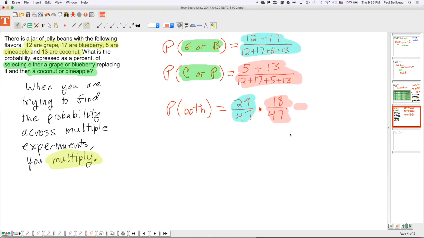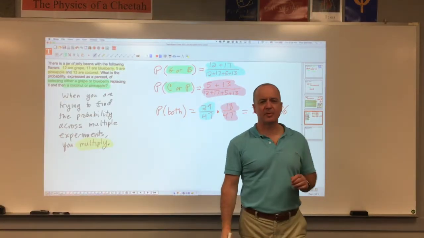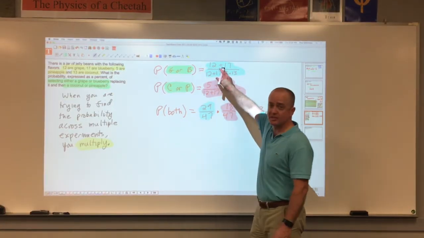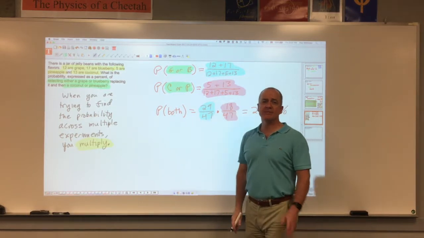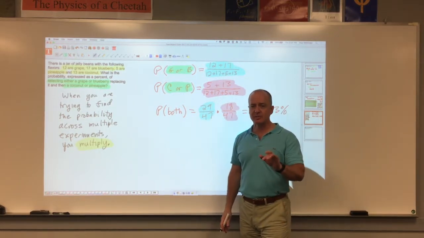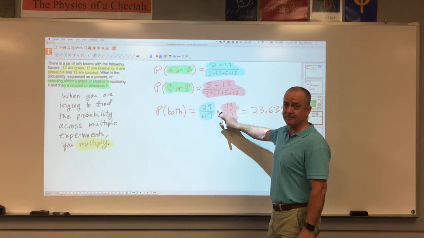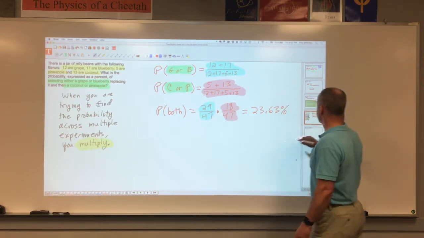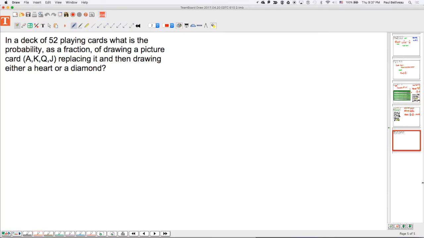That is 23.63%. So again, if you want to know the probability of multiple things happening in a single experiment, you add them. If you want to know the probability of a particular outcome after multiple experiments, you multiply them. Okay, let's try another example, see if it helps solidify these rules.